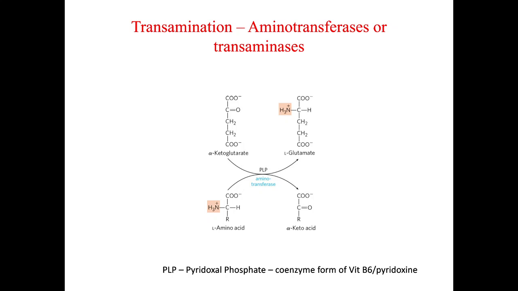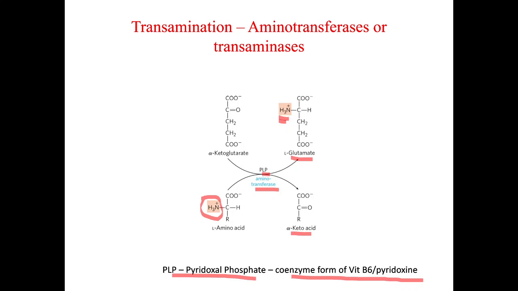Next, transamination and aminotransferases, or transaminases. Alpha ketoglutarate and an L-amino acid are there, and we want to transfer the amino group to alpha ketoglutarate via the transaminase reaction. The amino group is transferred, an alpha keto acid forms, and L-glutamate forms. In this process, PLP is required. PLP is pyridoxal phosphate, the coenzyme form of vitamin B6, or pyridoxine.